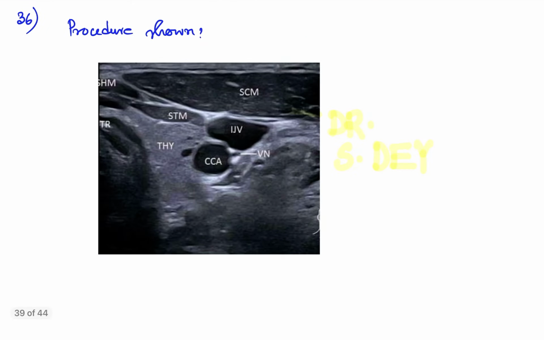Next, coming to question number 36, procedure shown. So this was the image given in today's exam. What is the procedure? See the marking: sternocleidomastoid, internal jugular vein, common carotid artery, vagus nerve. So this is an imaging procedure. This is nothing but USG neck, ultrasonography neck.